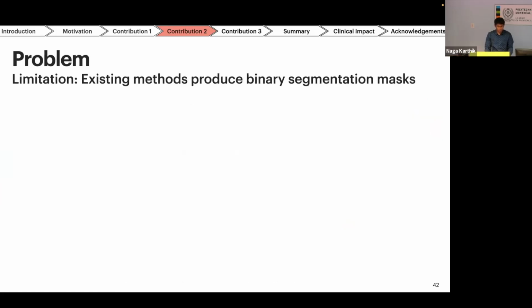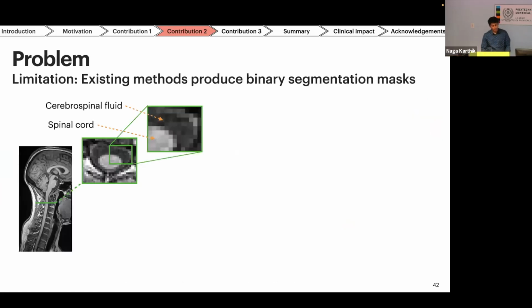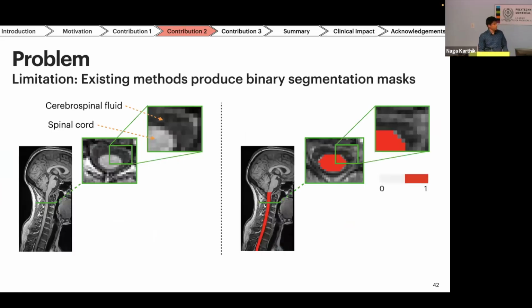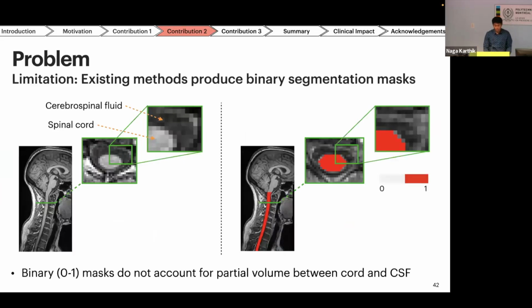And another limitation of the existing methods is that they produce binary segmentation masks, which do not account for partial volume. By binary masks, I mean it's either a 0 or 1 value, and we can see this abrupt transition between the cord and the CSF when we have binary masks. And that is one of the reasons why we have different CSA for different MRI contrasts.